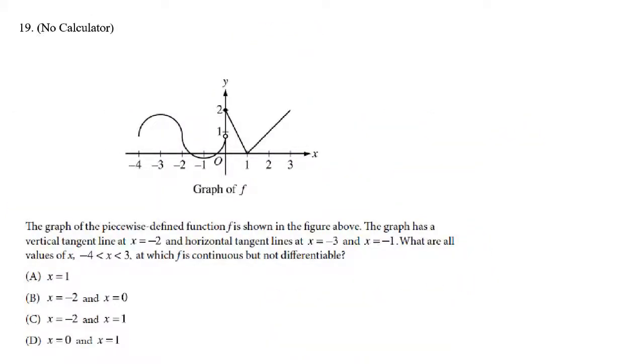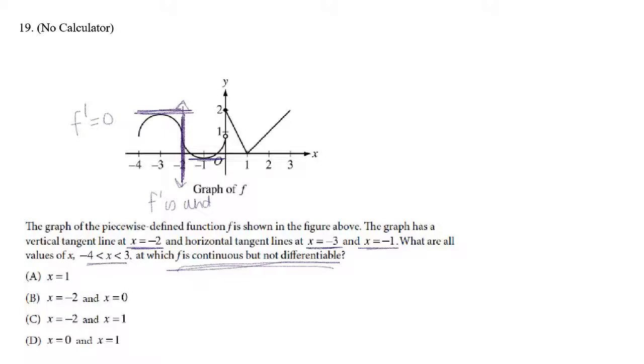Okay, with number 19, the graph of a piecewise function. The graph has, and this is pretty important information they're giving us, the graph of f has a vertical tangent line at x equals -2. So here at x equals -2, we have a vertical tangent, and so that tells me that f prime is undefined because vertical lines have an undefined slope. And then we're told horizontal tangents at x equals -3 and -1. So I have horizontal tangents here and here. So at those two places, I know f prime equals 0. So what are all the values of x over the interval from -4 to 3 at which f is continuous but not differentiable? Continuous but not differentiable.